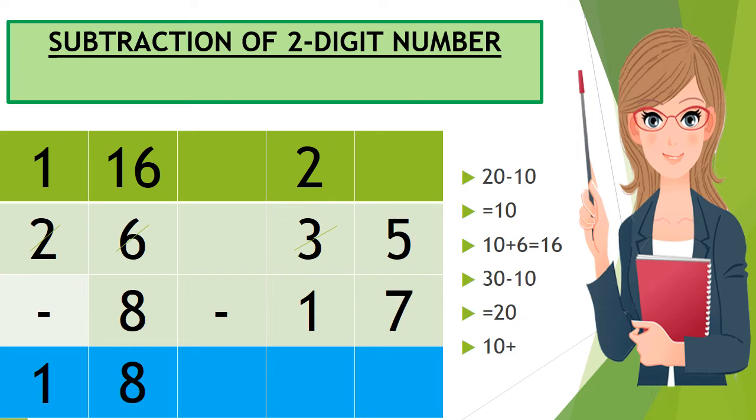And when we add 10 to 5 it will become 15. So we will cut 5 also, and at ones we will write 15. Now from 15 we can subtract 7 and the answer will become 8. From 2 also, when we subtract 1 it will become 1 only. So 18 is the answer after subtraction.